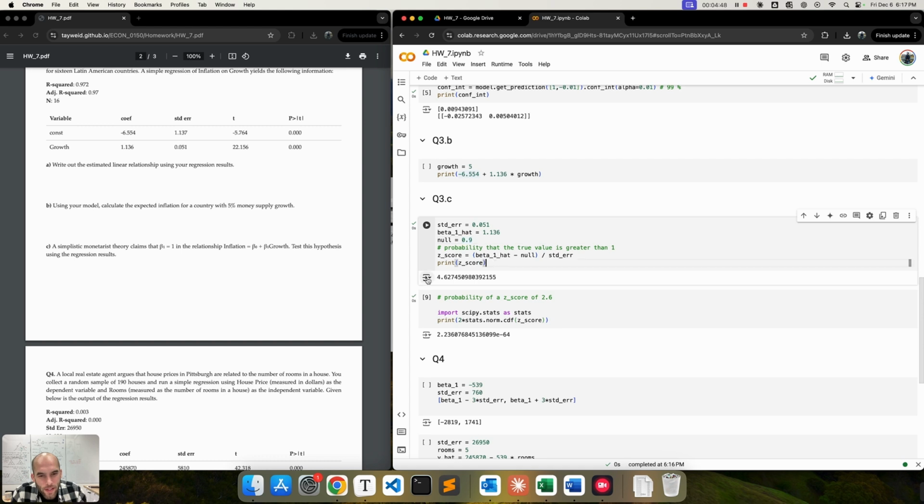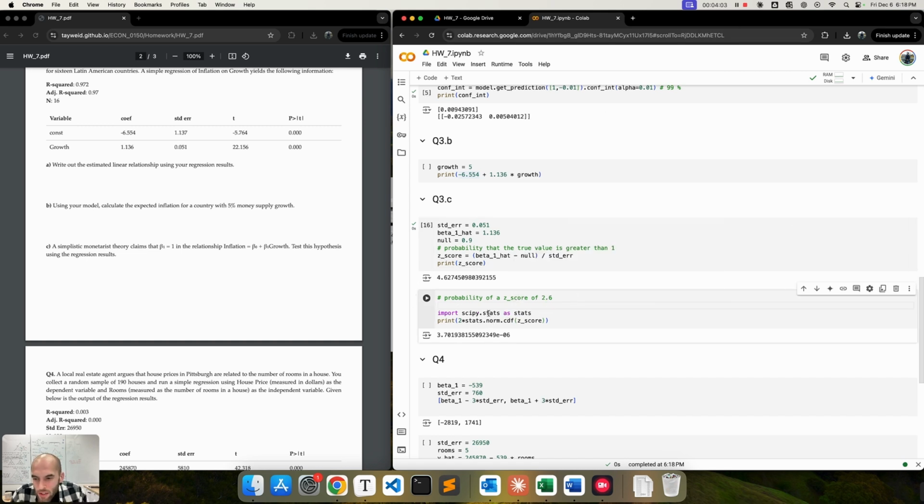We have a z-score that's equal to 4. So remember the interpretation here. A z-score of exactly 4 would tell us that we are 4 standard deviations away from each other. So beta 1 hat is 4 standard deviations away from the null hypothesis. That's what this is telling us, and we know that the null hypothesis is below the beta hat. So if we were drawing this distribution, the beta hat would be above the null hypothesis.